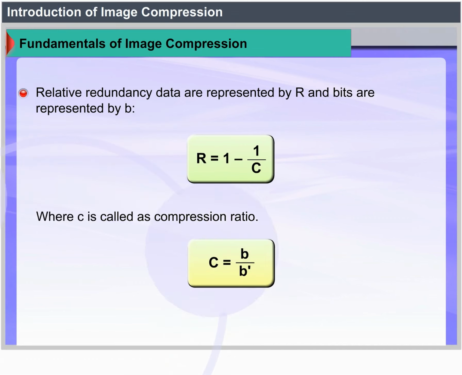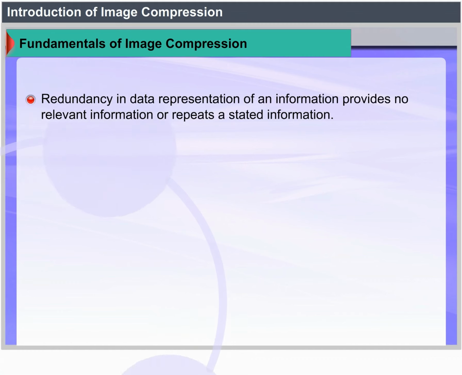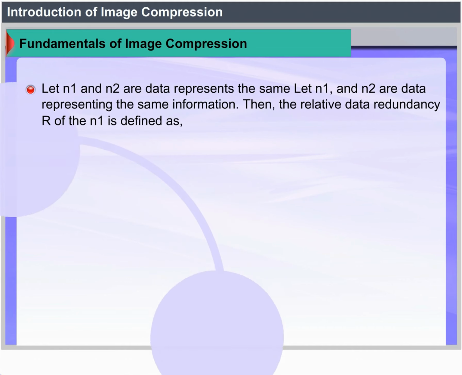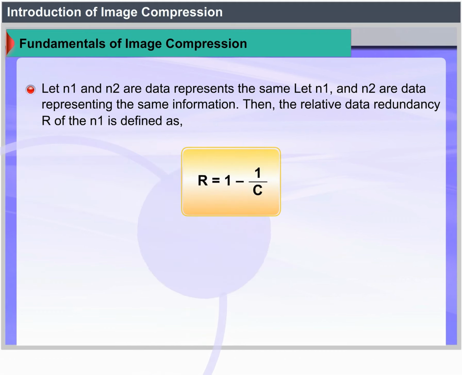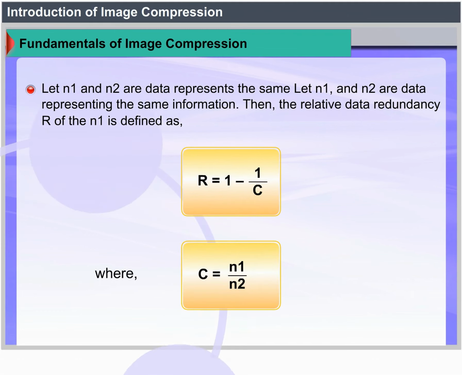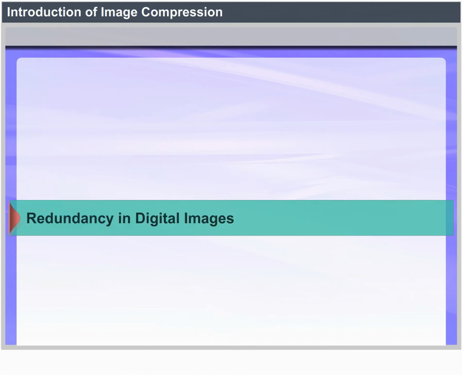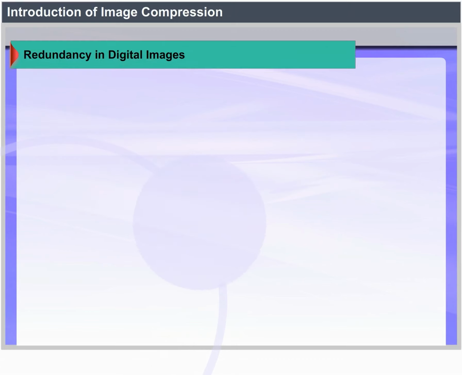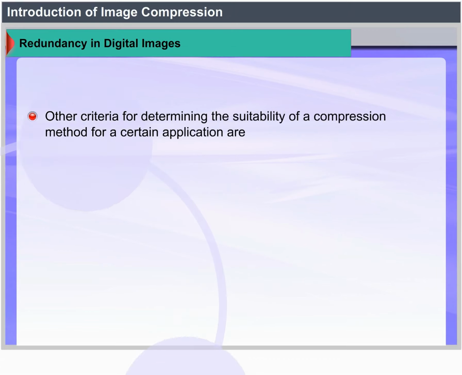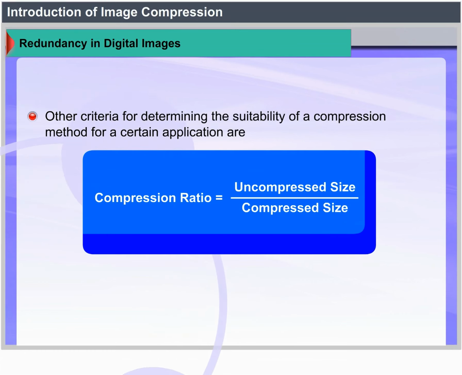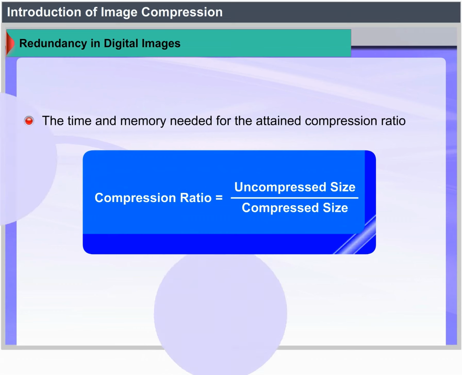Redundancy in data representation of information provides no relevant information or repeats stated information. Let N1 and N2 be the data representations. Then the relative data redundancy R of N1 is defined as R equals 1 minus 1 by C, where C equals N1 by N2. Redundancy in digital images. Other criteria for determining the suitability of a compression method for certain applications are the time and memory needed for the attained compression ratio, and the time and memory needed for decompression.